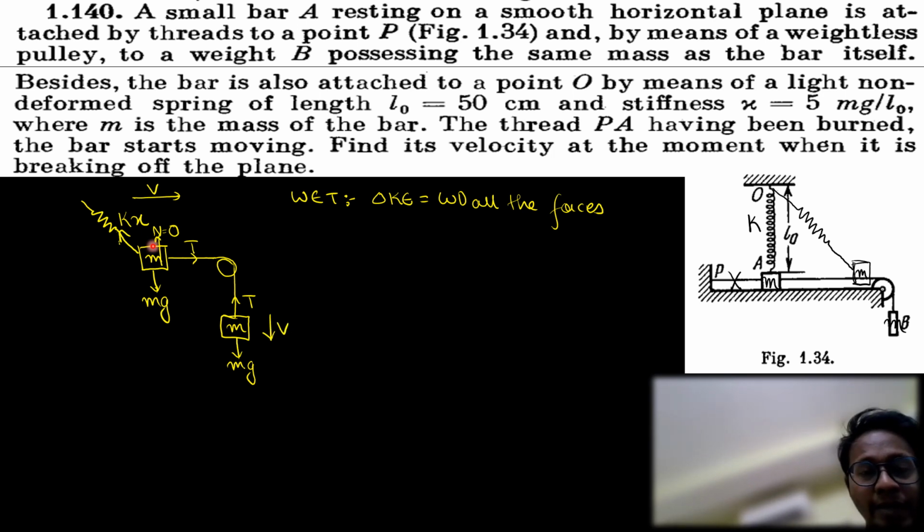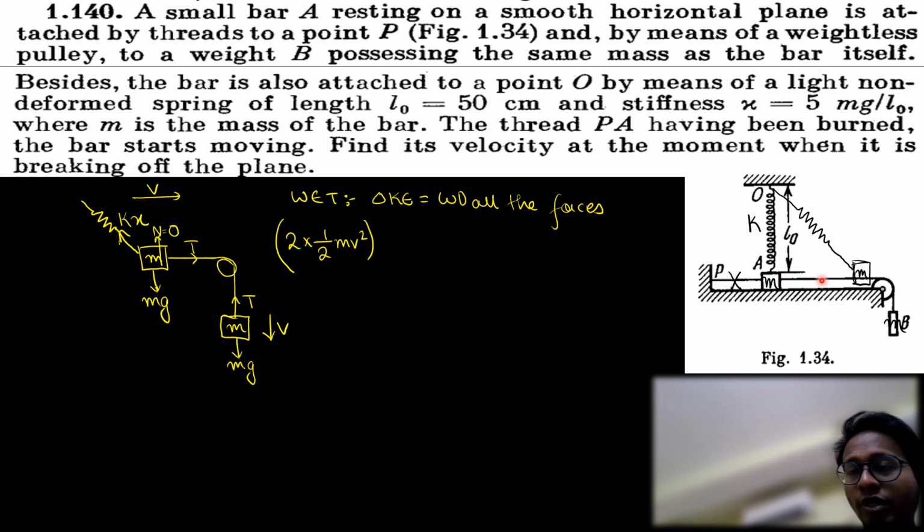So let me apply the work energy theorem on this block and this block. Initial kinetic energy of both the blocks: initial velocity of both the blocks is equal to 0, so initial kinetic energy is equal to 0. What is the final kinetic energy? Final kinetic energy is half mv square plus half mv square, so 2 into half mv square.